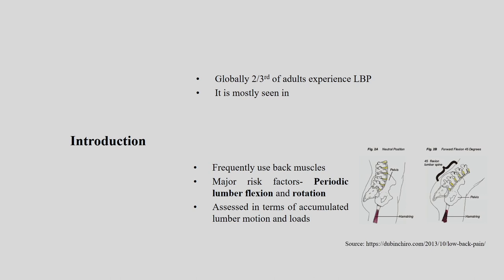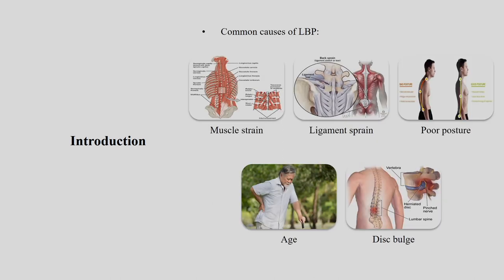Major risk factors are periodic lumbar flexion and rotation, assessed in terms of accumulated lumbar motion and load through this instrument. And these are the identified causal factors, but these are not the only ones; there are some more.